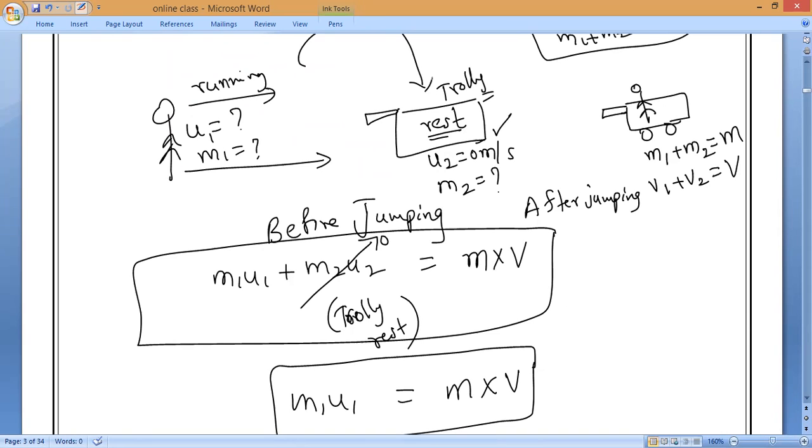Very, very important one. So you have to be very careful when questions are asked from the law of conservation of momentum. We have to be particular about the sign conventions, which body is in a state of rest, and which body is moving. Everything you have to be very, very careful about.